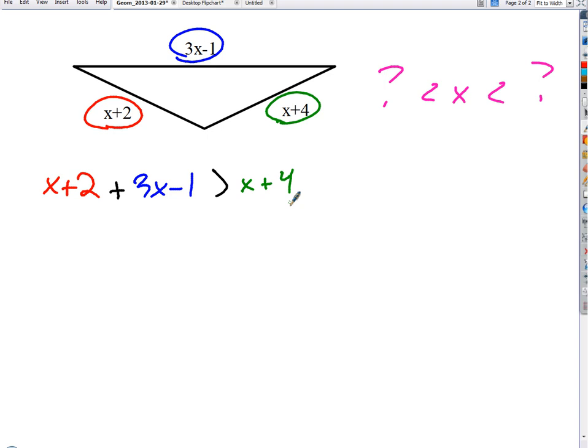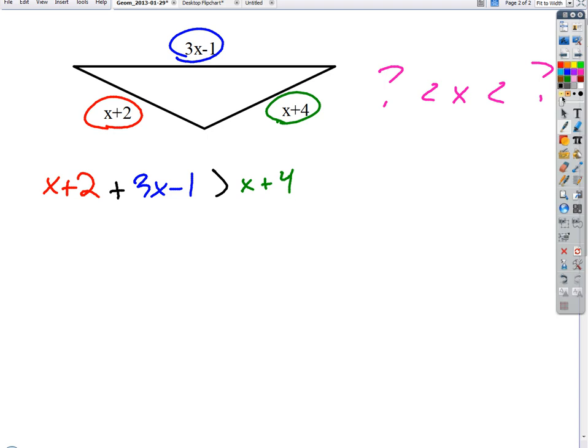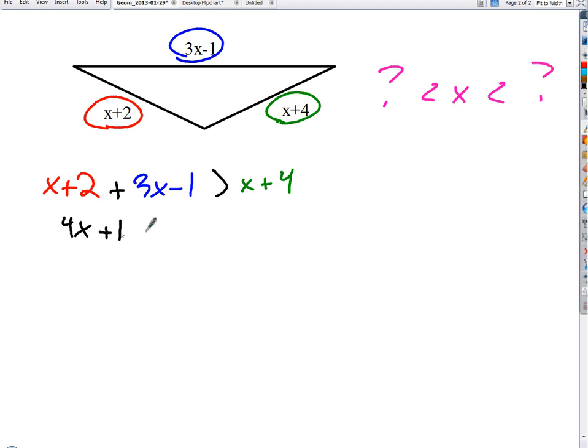We'll do some algebra. So on the left side, if I combine all the like terms, what do I get? Okay, yeah, x plus 3x is 4x, 2 minus 1 is plus 1, is greater than x plus 4. So which side do we collect the x's on? Well, on the left side, because we want a positive number of x's, right?